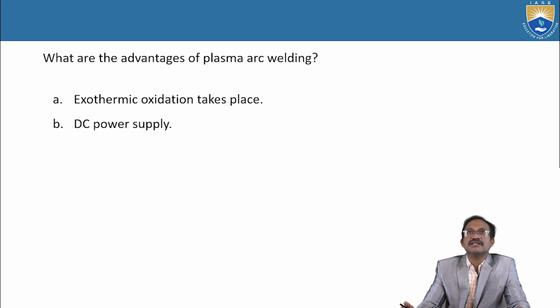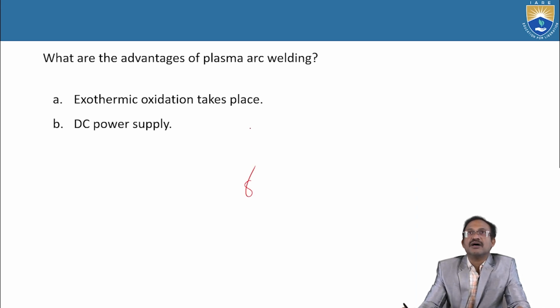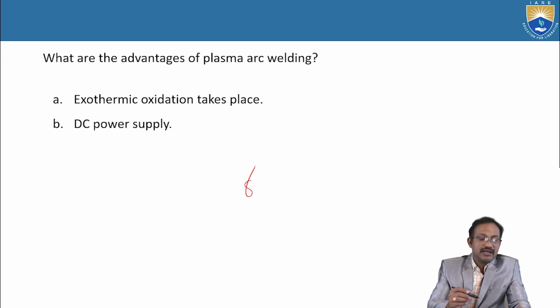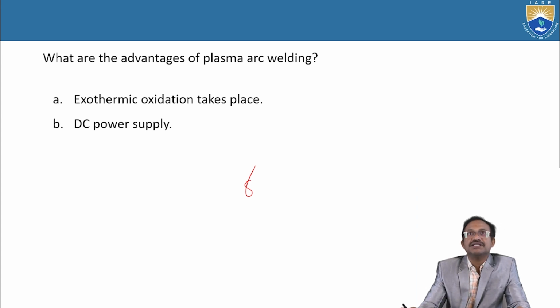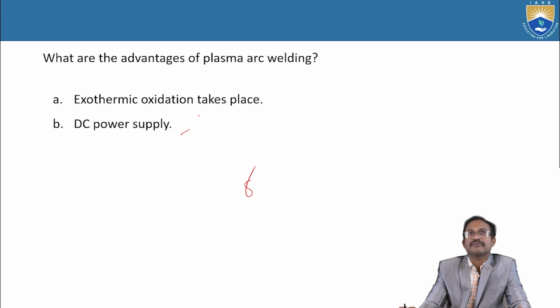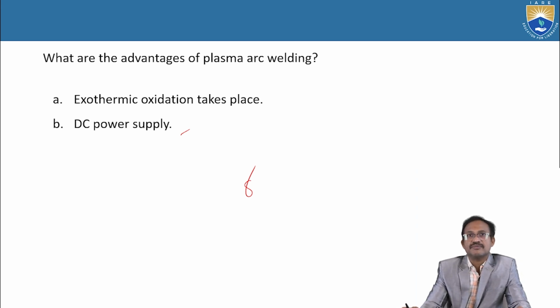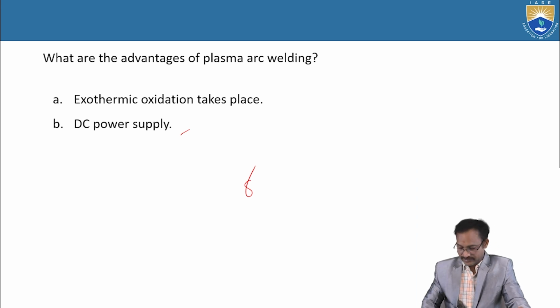What are the advantages of plasma arc machining? Exothermic oxidation takes place. Second one, DC power supply. So these are the two advantages of plasma arc machining.